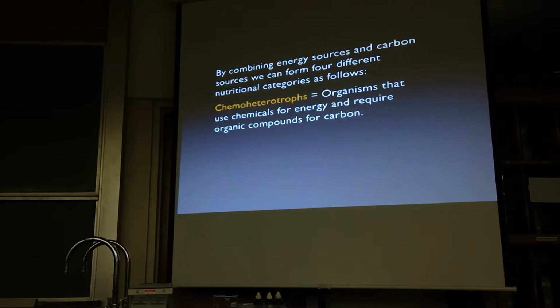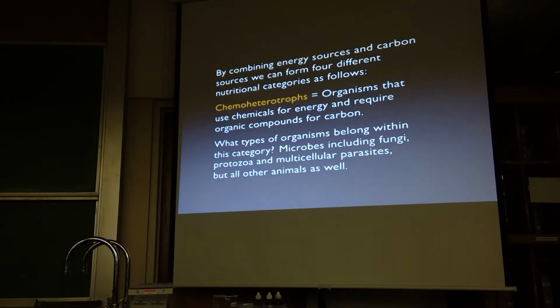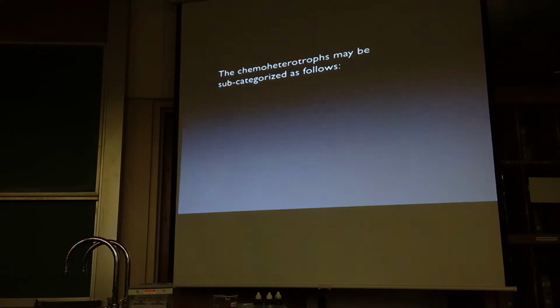And who fits into this category? We do. All animals do. Fungi do, and protozoa do. And some bacteria. So this is a really big category. All types of animals, fungi, protozoa, multicellular parasites, animals, and I think I said that. A lot of bacteria and archaea are also chemoheterotrophs. Because this is such a big category, but probably more importantly because we are in it, biologists have subcategorized chemoheterotrophs.